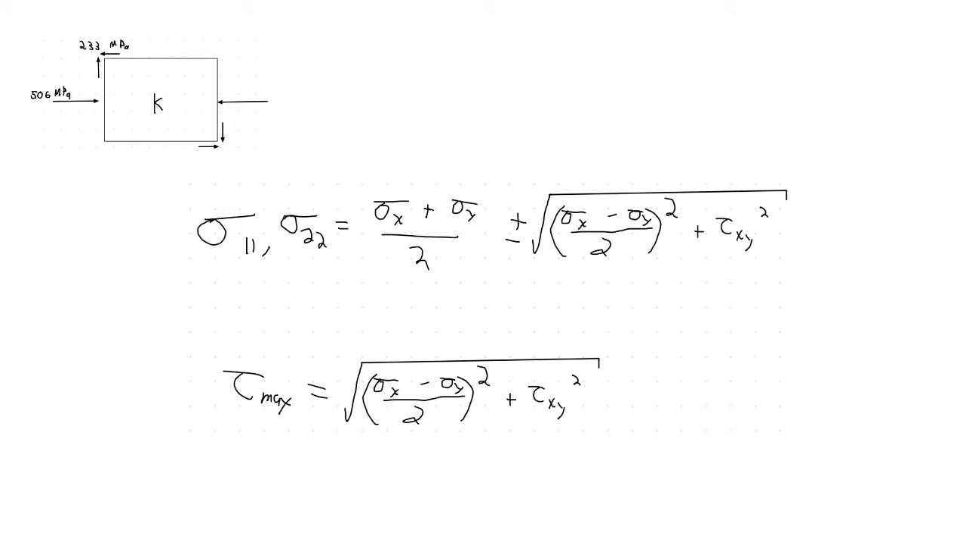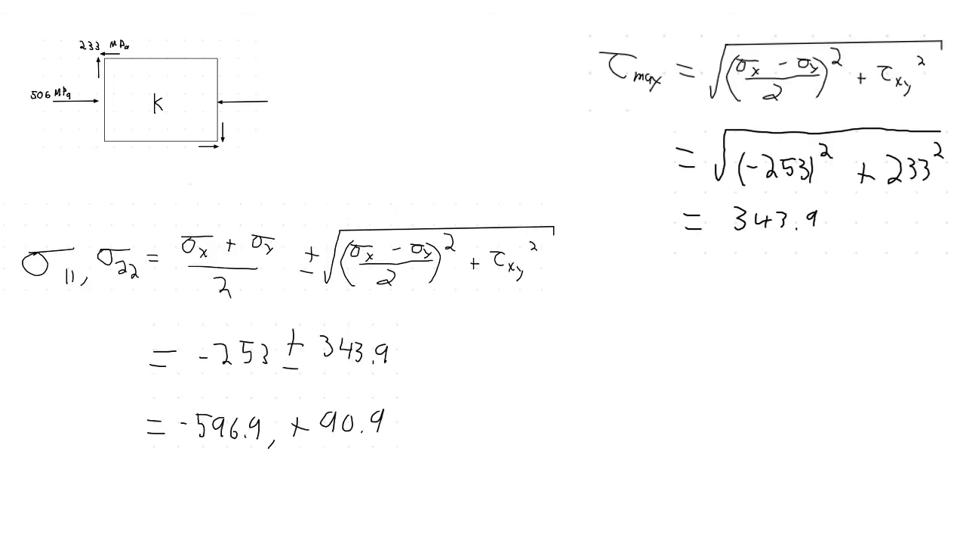Sigma 1, sigma 2 are the principal stresses for a 2D Mohr circle, and our shear max is the shear max. And so filling in for the numbers, sigma x and sigma y are just our two observed normal stresses on the element. So negative 506 and 0. 0 is still a valid stress, so we have to include it.